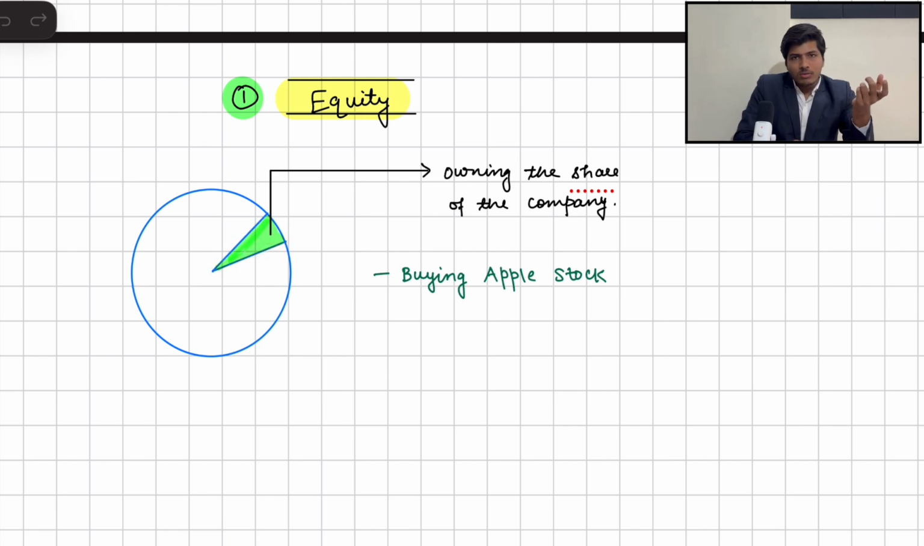So if Reliance stock is traded at 2500 rupees, it means I am buying one share of Reliance at 2500 rupees, and the total number of shares of that company is fixed. It can be changed depending upon the company's decision, but at a given point of time, let's suppose now at t equals 0, the number of shares is fixed. So that one share's cost is 2500 rupees. So in equity we are buying the shares of companies, right?